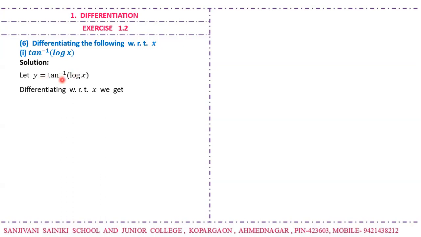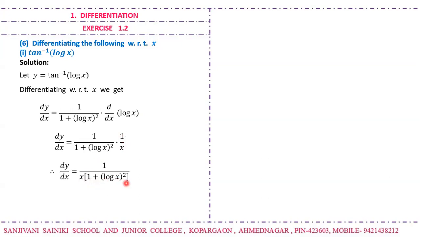y is equal to tan inverse of log of x, so d by dx of tan inverse of f of x is 1 upon 1 plus f of x square into f dash of x. So d by dx of log of x, its derivative is 1 upon x. So what is the derivative? dy by dx is 1 upon x times 1 plus log of x square.